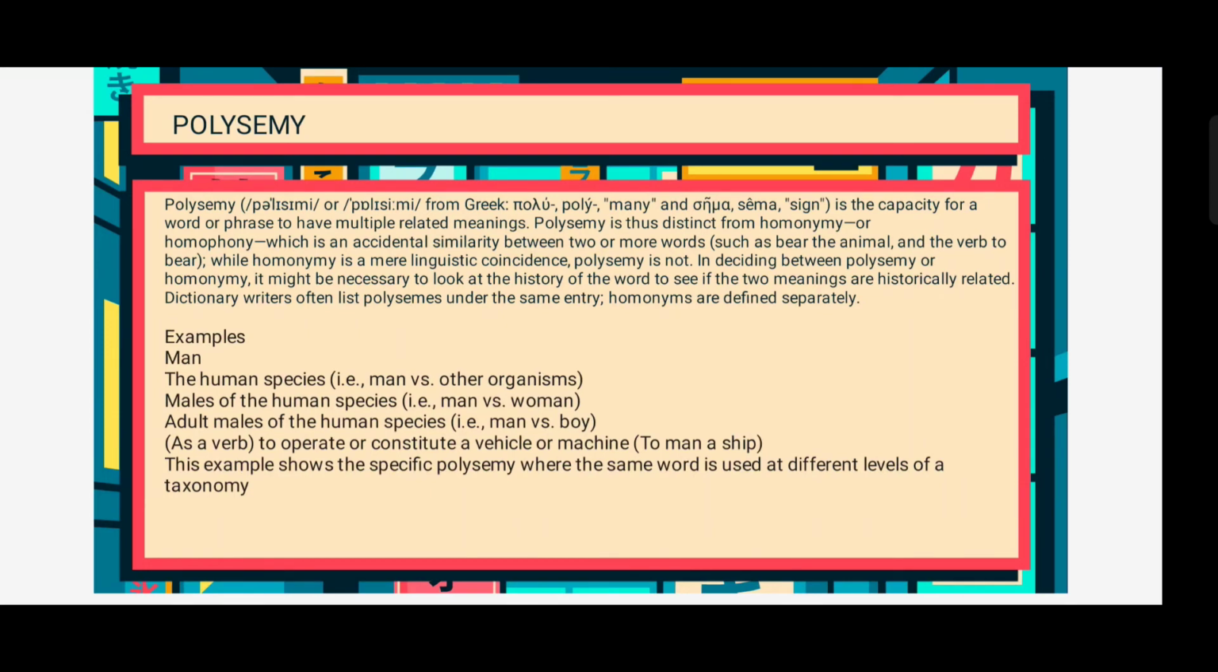it might be necessary to look at the history of the word to see if the two meanings are historically related. Dictionary writers often list polysemes under the same entry. Homonyms are defined separately. For example, man, the human species, versus man, other organisms, males of the human species.